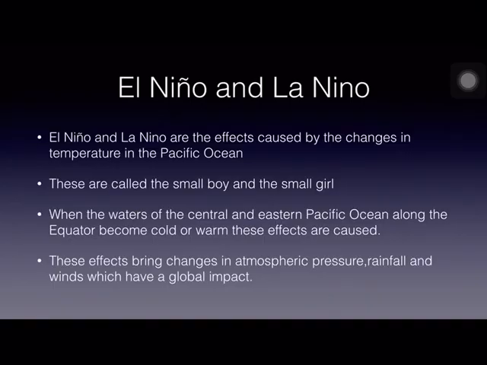I am repeating once again. These two, El Nino and La Nino, are the effects caused due to the changes in the temperature of Central and Eastern Pacific Ocean. Once in every 4 or 5 years, when the waters of Eastern and Central Pacific Ocean become warm or cold, these effects are caused. El Nino is known as small boy and La Nino is known as small girl.